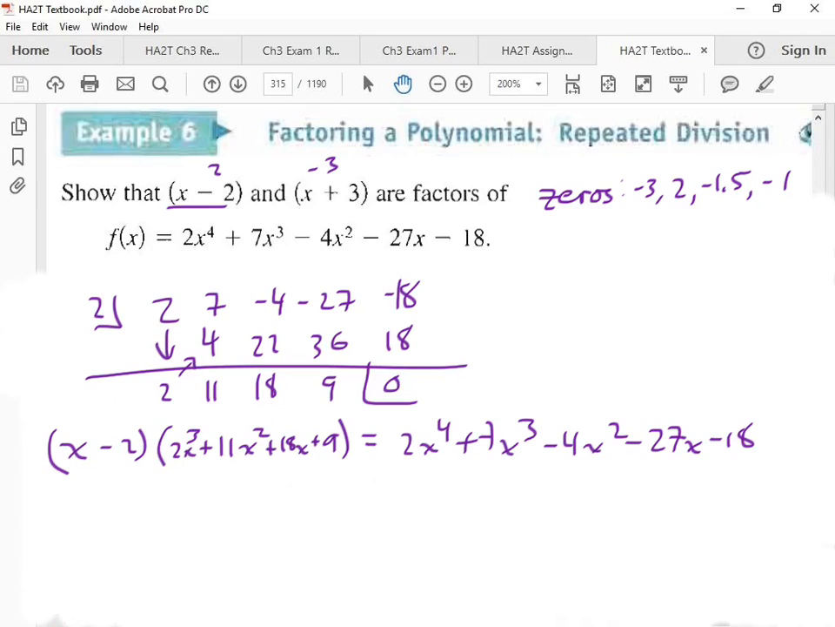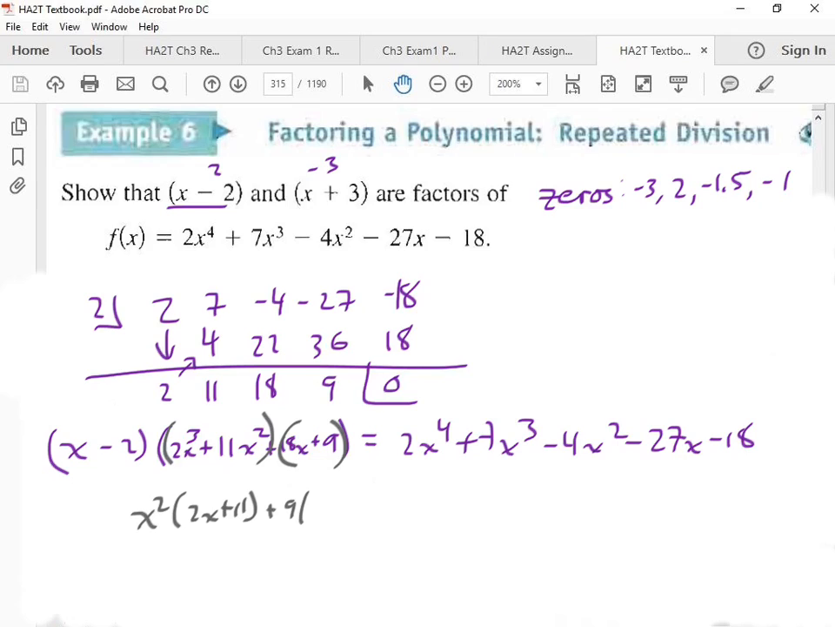Now, can we factor this 4-term polynomial using grouping? Let's try it. Because if we can, then we don't have to divide anymore. Let's see. What can I take out of the first 2? X squared. So I take out x squared, I get 2x plus 11. What can I take out of the last 2?